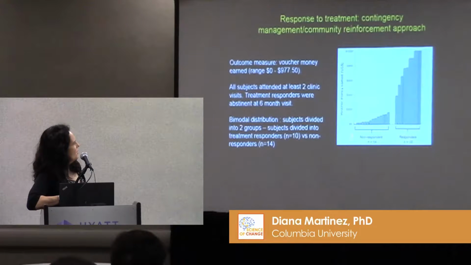So we have two groups. We have non-responders and treatment responders. 14 non-responders, 10 treatment responders. All the treatment responders were negative for cocaine at the 6-month visit, so even though they got 3 months of contingency management, they got a total of 6 months of treatment. So some people right off the bat responded. Some people took a while to get to that point, but at the 6-month mark, all of these people were negative for cocaine.